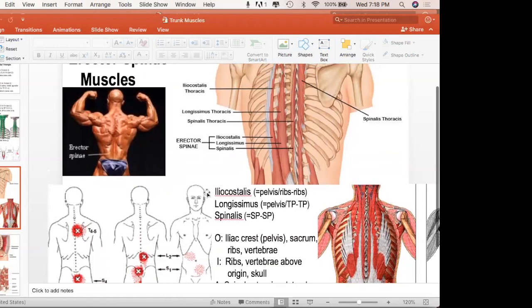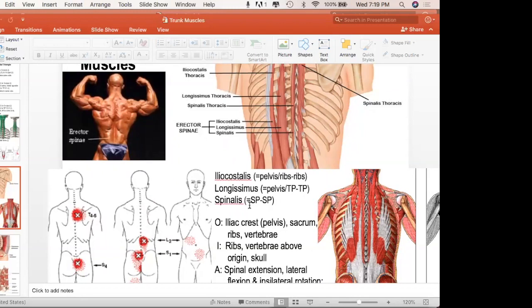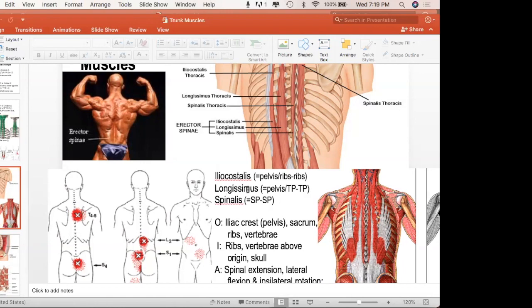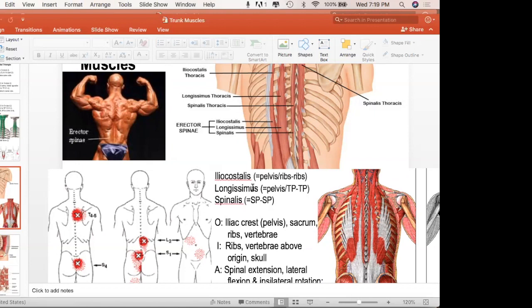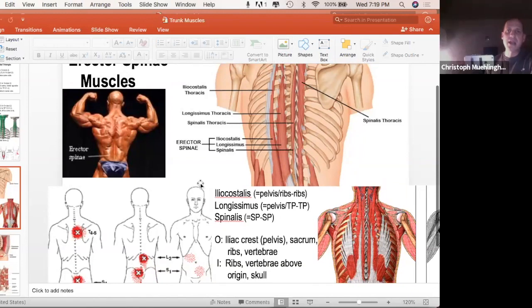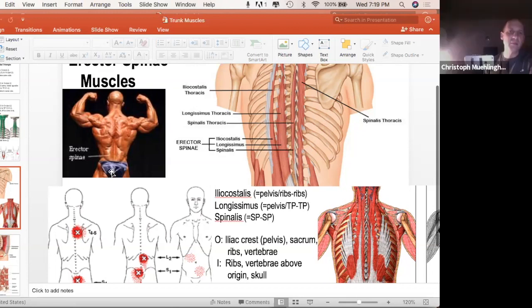So that's why, when people subdivide the erector spinae, they call one spinalis, which here I say is from spinous process to spinous process. SP is the spinous process. Then one is longissimus, which goes from the pelvis up to the transverse process. Longissimus means long to me, that one in the middle is the longest. And then the iliocostalis goes from the ilium, the iliac crest up here, to the costalis, the ribs. So that's the most outside one, from your pelvis to the ribs.